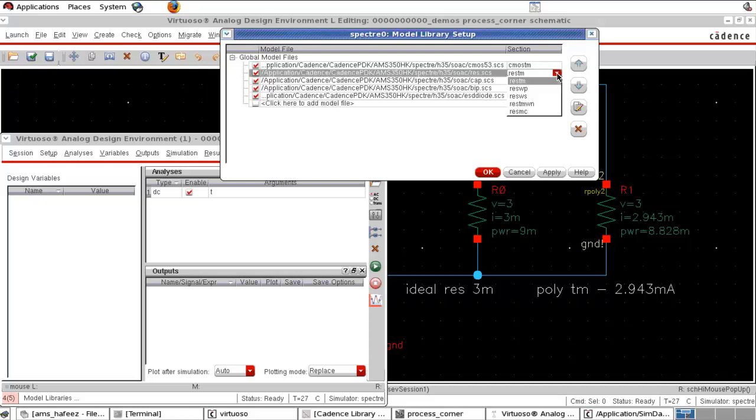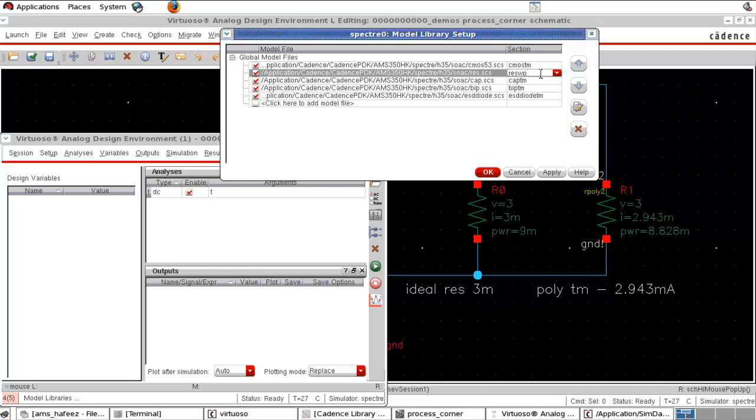Worst power corner means the resistance value will decrease, and current through that resistor will increase. So that's why it is called worst power. The worst power corner will happen when, due to the process variation, the effective value of the resistance is decreasing in the process, and then the resistor WP, that means worst power corner, will happen.